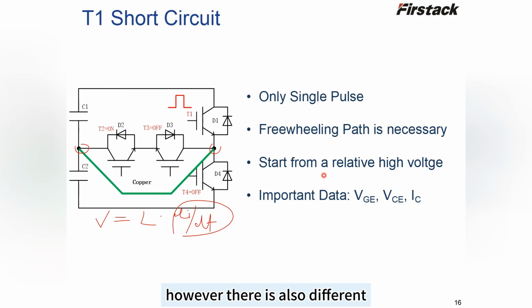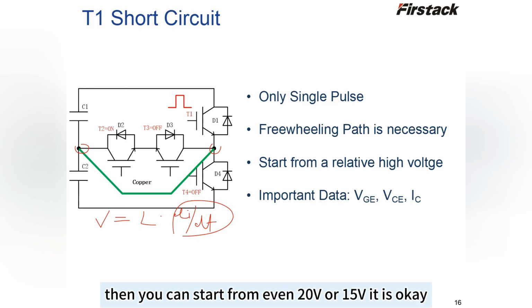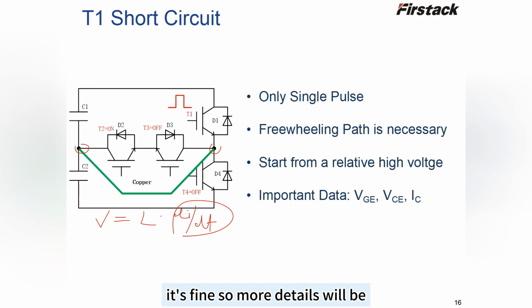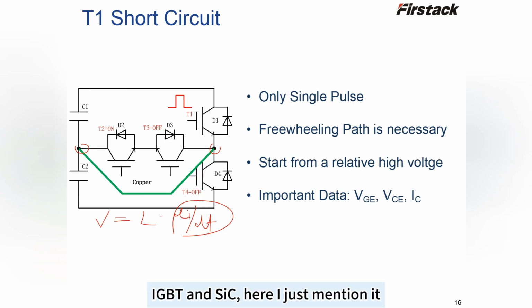However, there is also a difference. If you test a SiC silicon combined module, then you can start from even 20 or 15 volt. It's okay, it's fine. So more details will be included in the future course for SC test. But here, please remember this point: there is a difference between IGBT and SiC. Here, I just mentioned it to give you an impression of this point.